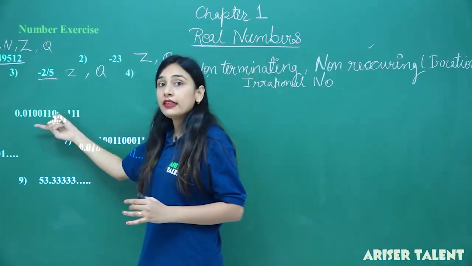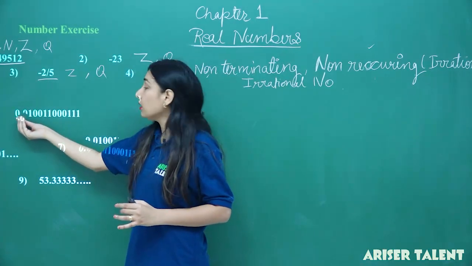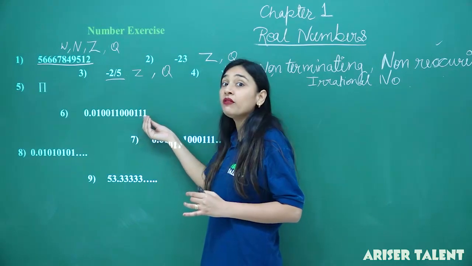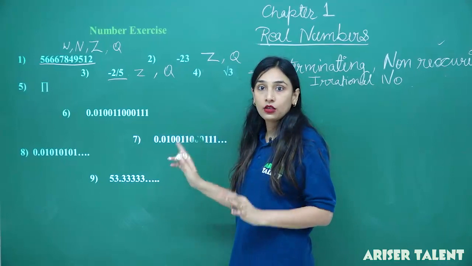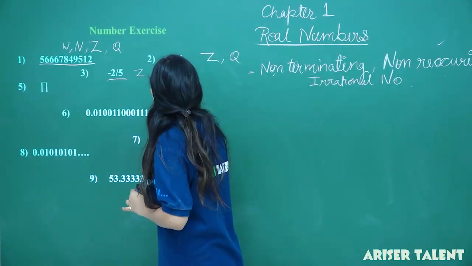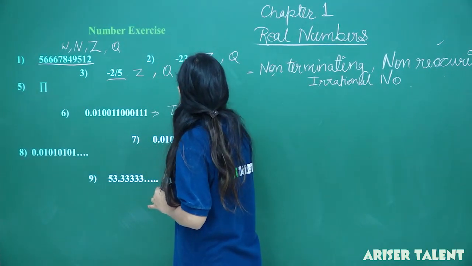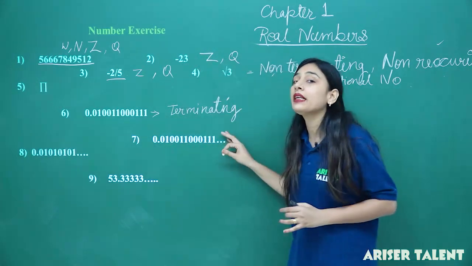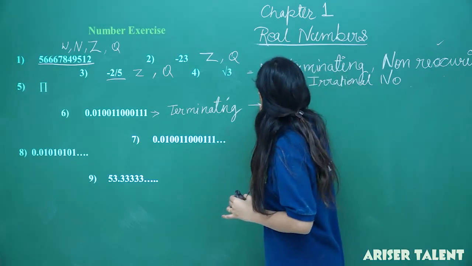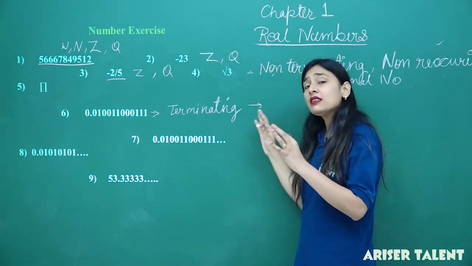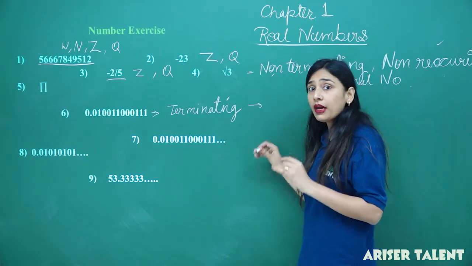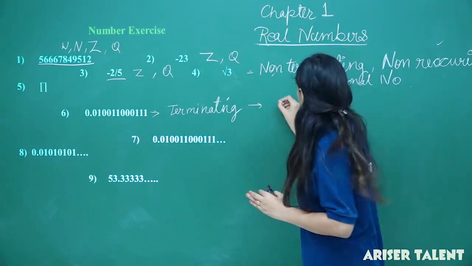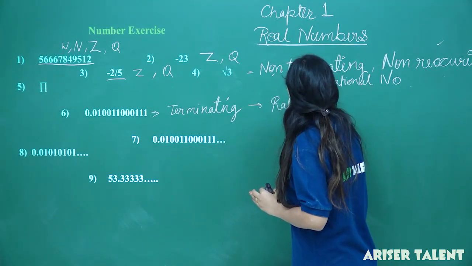Okay, now look at this one. 0.010011000111, and it terminates here. So it is what? First, terminating. Okay, it is terminating, so it can be easily written in the form of P by Q. So what will we call it? Tell me. Yes, right, rational number.